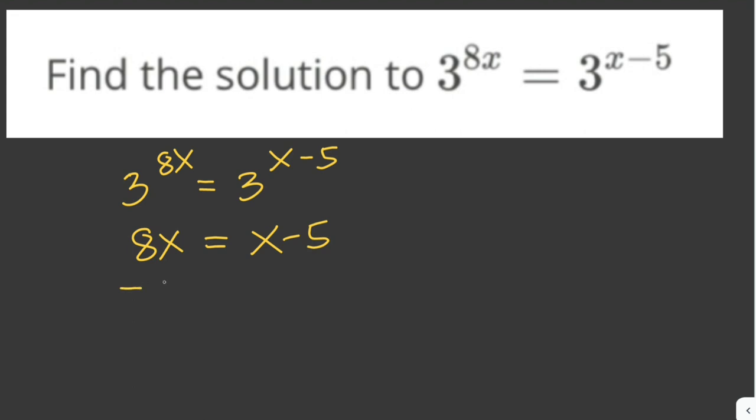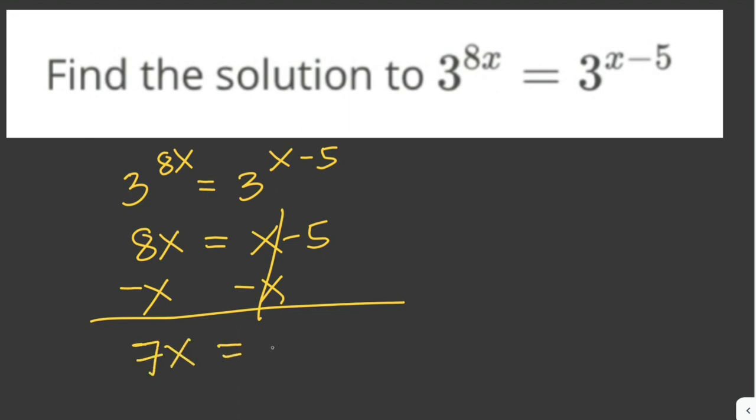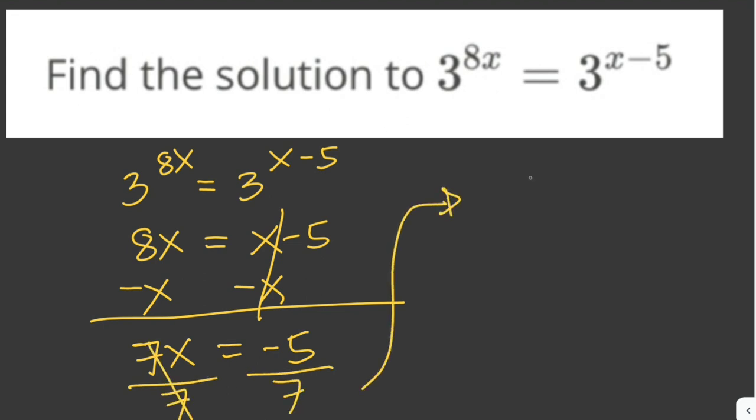And then group like terms. We subtract x from both sides. Then 8x minus x is 7x equals negative 5. And then we divide both sides by 7. And this would give us the value of x, which is equal to negative 5 over 7.